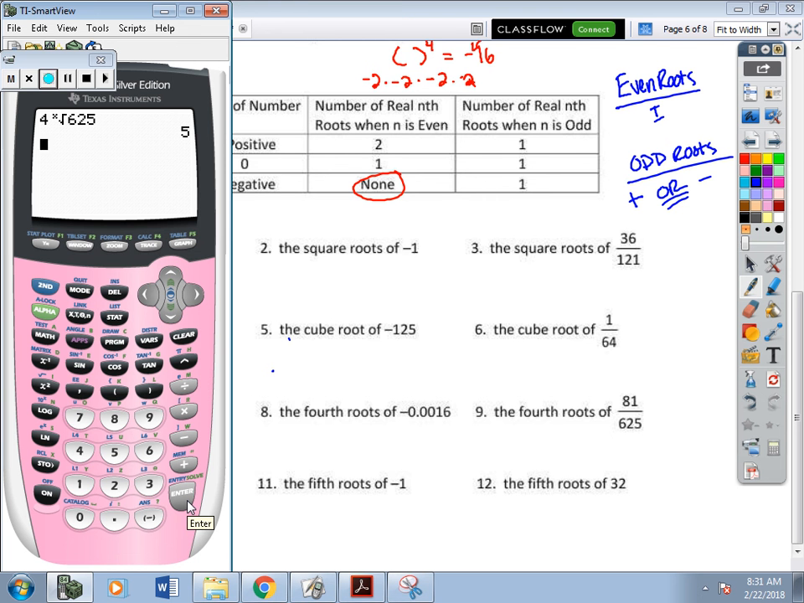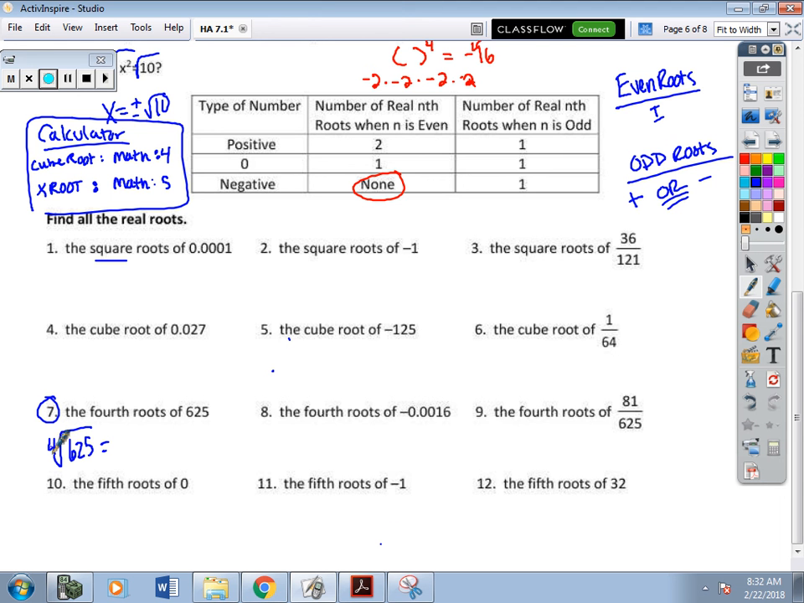And we'll get 5. Now your calculator will only tell you positive 5. However, you have to remember that since this is an even root, this would be a positive and a negative 5, technically. Because if you raise negative 5 to the 4th power, or positive 5.